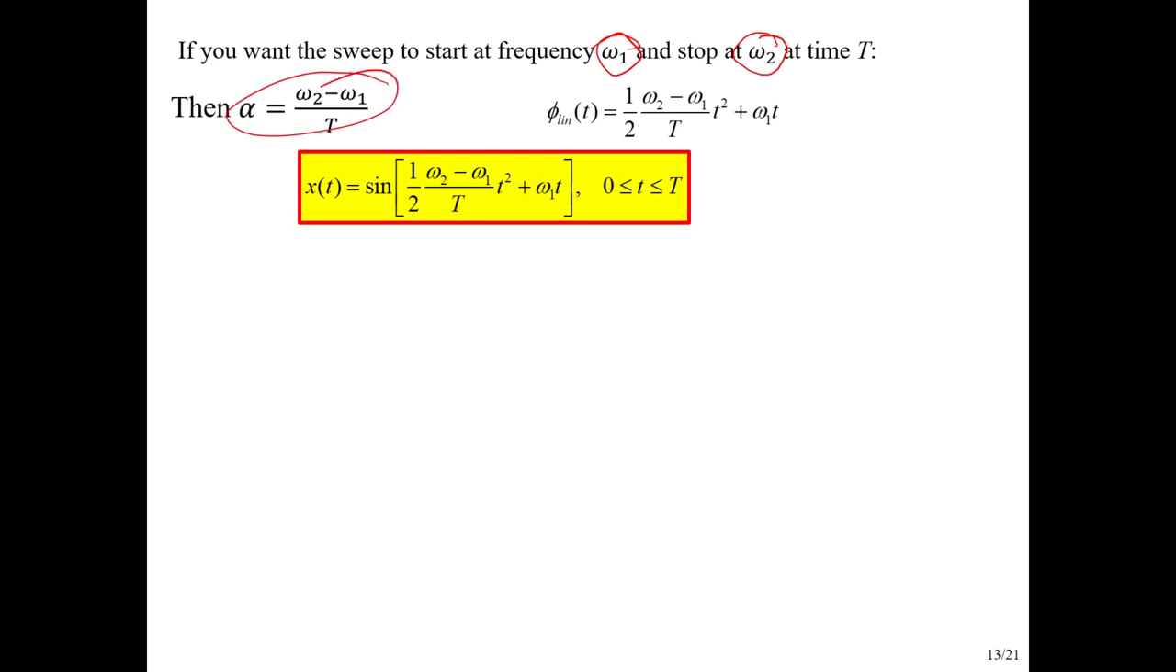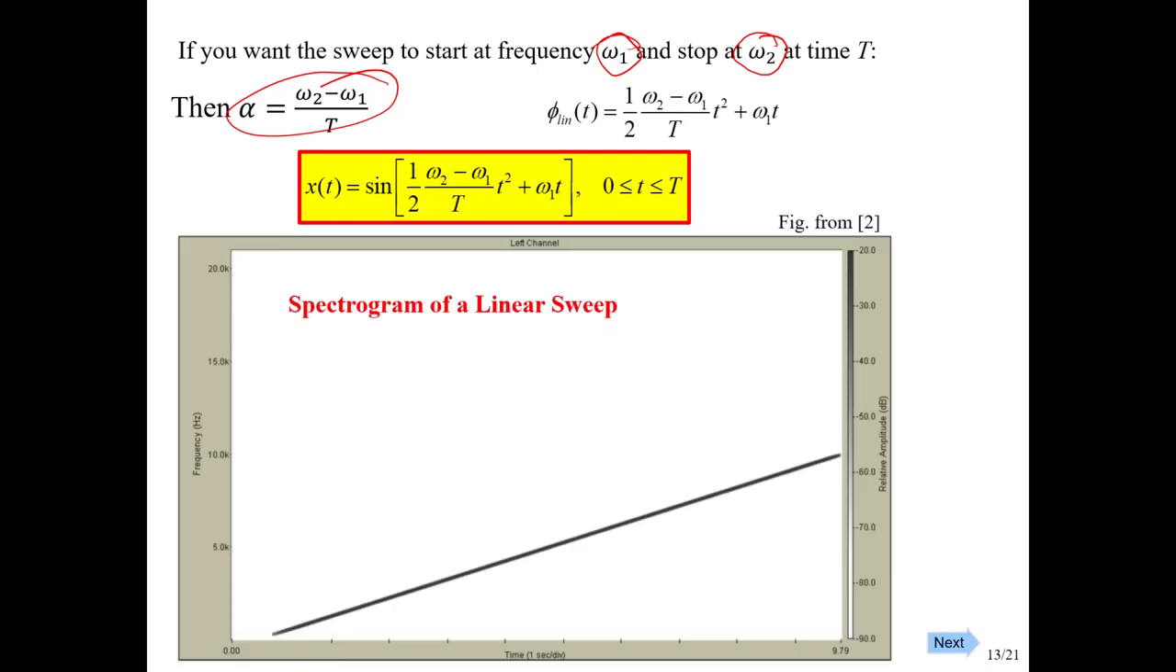And you can verify here what you get when you plug in t equal to 0 for the instantaneous frequency, and what you get when you plug in capital T. So you'd have to take the derivative of that and then plug those things in. And then here's a spectrogram of such a thing, right?